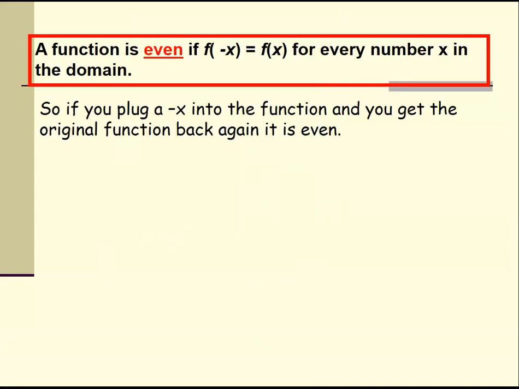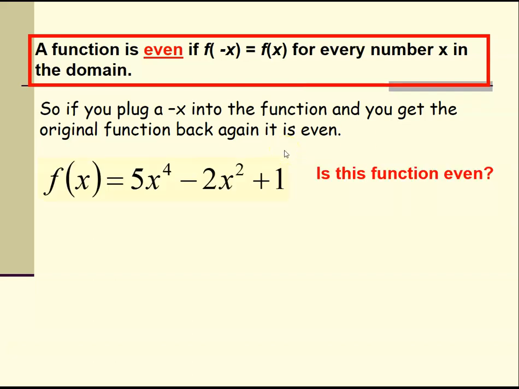So a function is even if f of negative x equals f of x for every number x in the domain. So for the given functions, if we let f of x become negative x, but the result is still equal to f of x, therefore that is an even function. So if you plug negative x into the function and you get the same result as the original, therefore that is even. So let's try to check.